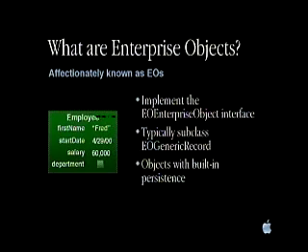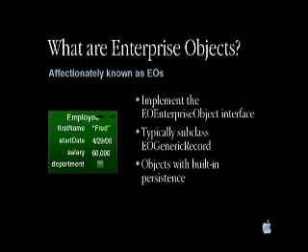Now, what is an enterprise object anyway? We hear this term bandied about all the time. Well, we affectionately call them EOs, just because we don't want to say enterprise object all the time. All that it really is, is an object that implements a certain interface, the EOEnterpriseObject interface, strangely enough. Although you would not want to go and implement that interface yourself.